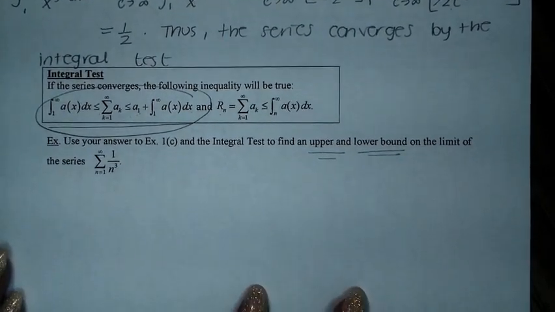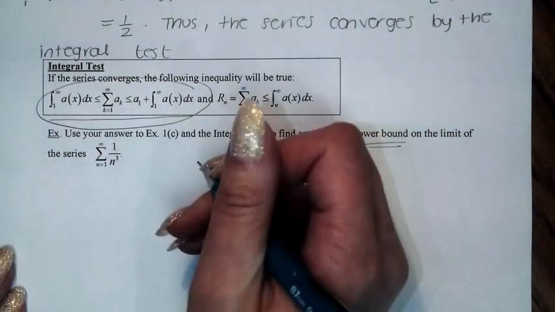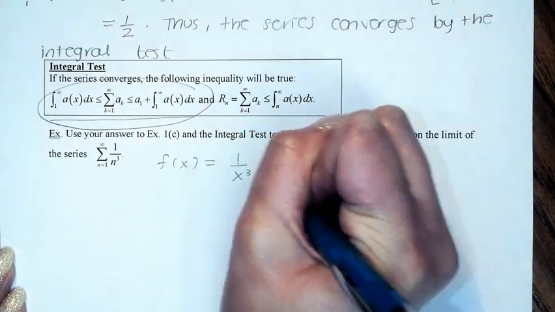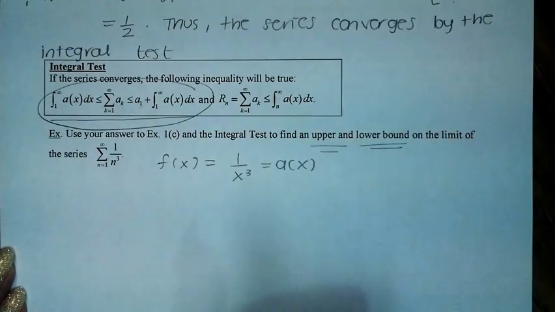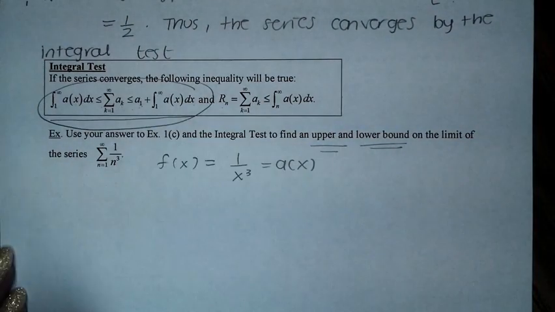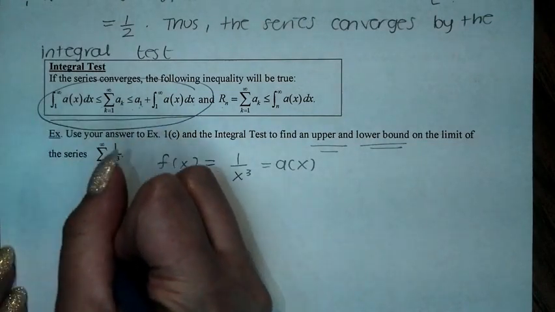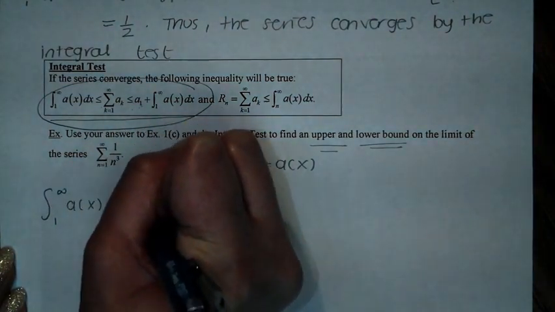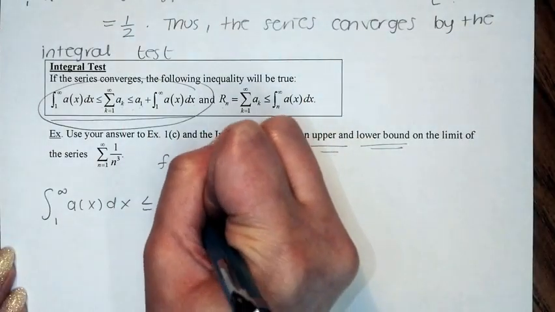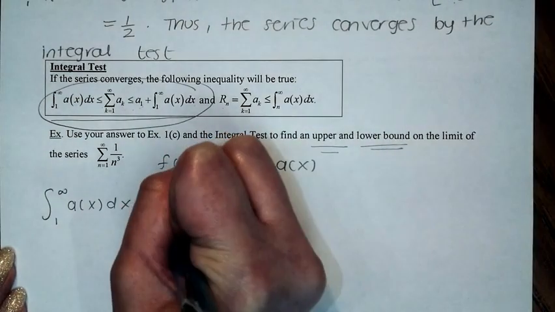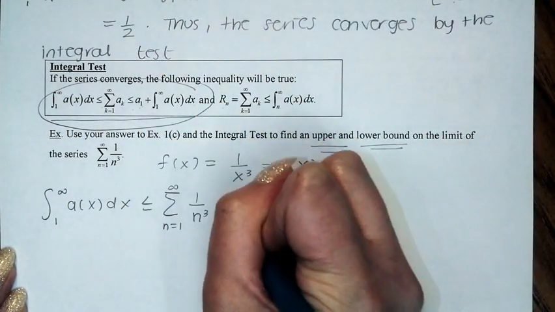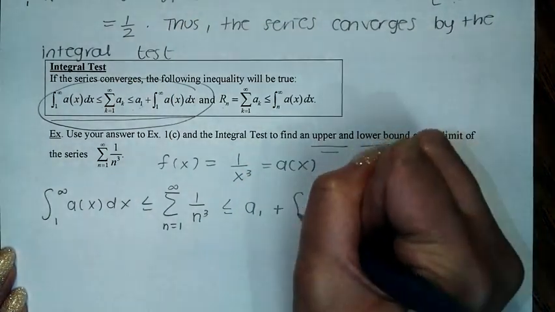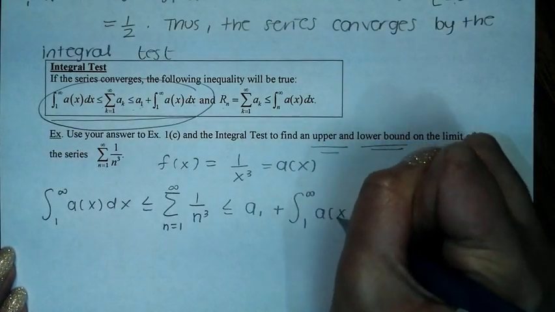So what are you going to do here? Technically speaking, my f of x that I have is your 1 over x to the power of 3, which was a of x. By the way, to translate these terms exactly like we have it here, you have that the integral from 1 to infinity of a of x dx is less than the summation. In this case, it's 1 over n to the power of 3 from n equals 1 to infinity. It's less or equal than a sub 1, the first term, plus the integral from 1 to infinity of a of x dx, right?